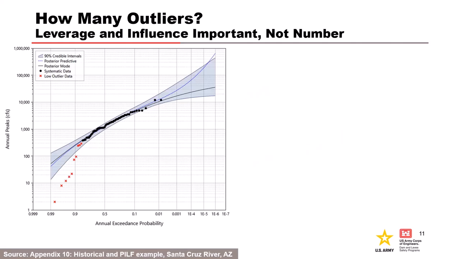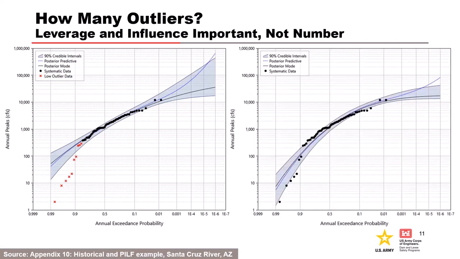So this is an example from Bulletin 17C in Appendix 10. It's actually example number 6, showing the peak flow frequency curve with the low outliers removed. And this is the same gauge and the same data, but with the low outliers left in. And you can see the significant influence that these low data points have. Essentially, if we include all those low data points, we end up with a significantly more negative skewed distribution and a very different flow frequency curve.